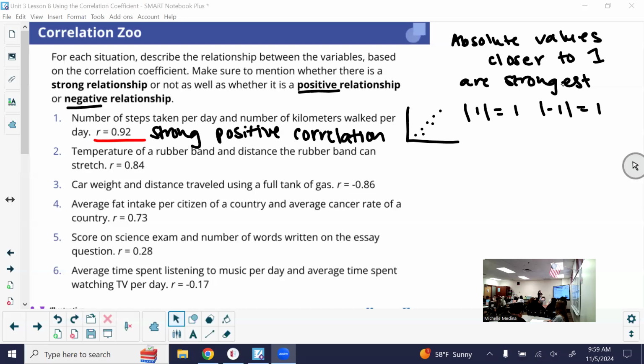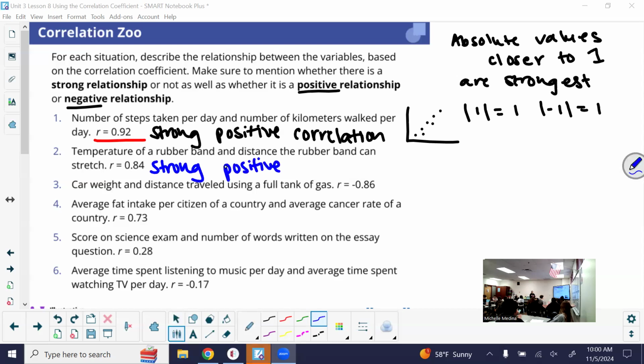Move forward to temperature of a rubber band and distance the rubber band can stretch. Would you say that's strong or weak? Strong. I mean, is it as strong as number 1's R value? No, but it's still closer to 1 than it is to 0, right? Okay, so strong. And table 5, positive or negative correlation? Definitely positive, because it's a positive number. That one's easy, I think.